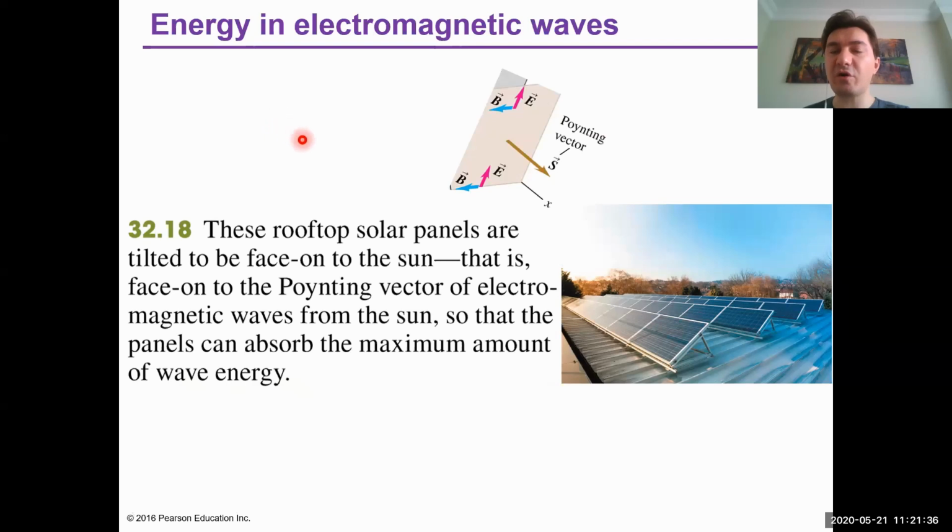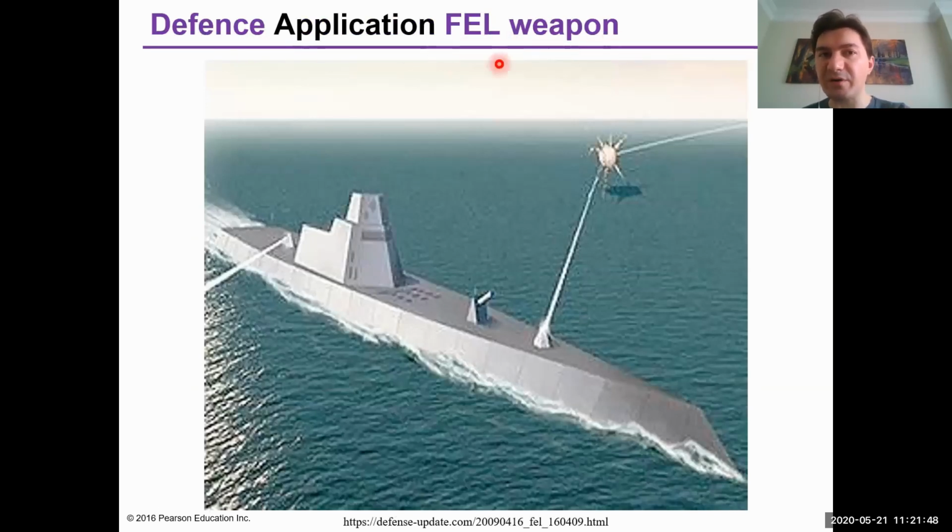Another application of the energy transfer of electromagnetic waves is the free electron laser weapon. This is a very important and new field of science. Free electron lasers are used to produce very bright X-rays, which are used for scientific research in many fields: chemistry, biology, material science, and physics. But recently, they are also used for FEL weapons. So this is a laser weapon.